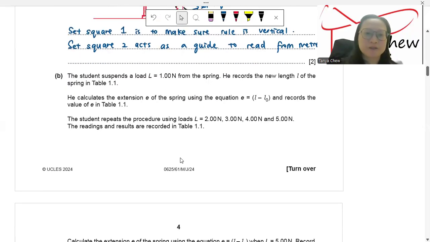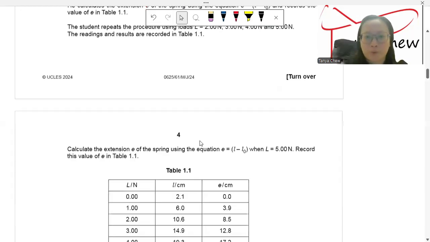Now, B, the student suspends a load L, which is equal to 1 Newton from the spring. He records the new length L of the spring in table 1.1. He calculates the extension E of the spring using the equation E is equal to final length L minus L naught, initial length of the spring, and records the value of E, which is the extension, in table 1.1. The student repeats the procedure using loads L equal to 2 Newton, 3 Newton, 4 Newton, and 5 Newton. The readings and results are recorded in table 1.1.